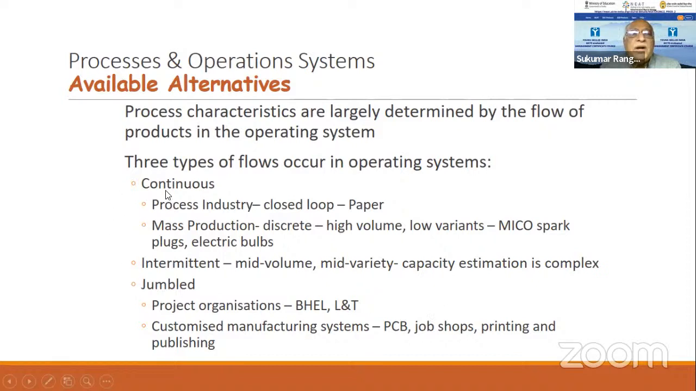So the three flow types are continuous, intermittent, and jumbled. Intermittent caters to the mid volume and mid variety, where estimating capacity is difficult, but you can break it down into smaller groups to estimate. A jumbled process can be a project organization, which is a one-off kind of thing, or customized manufacturing systems, which are called job shops. There can be many examples for this. Usually it is B2B, unlike printing, which is B2C.